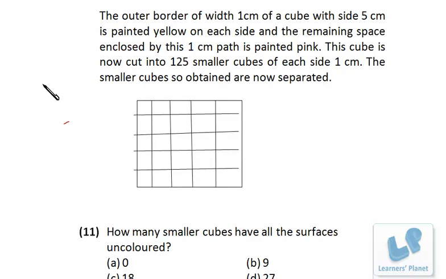Now see this one. Here, the outer border of width 1 centimeter of a cube with 5 centimeter is painted yellow on each side, and the remaining space enclosed by this 1 centimeter path is painted pink. So this is yellow and this entire area is pink. The smaller cubes are now separated.